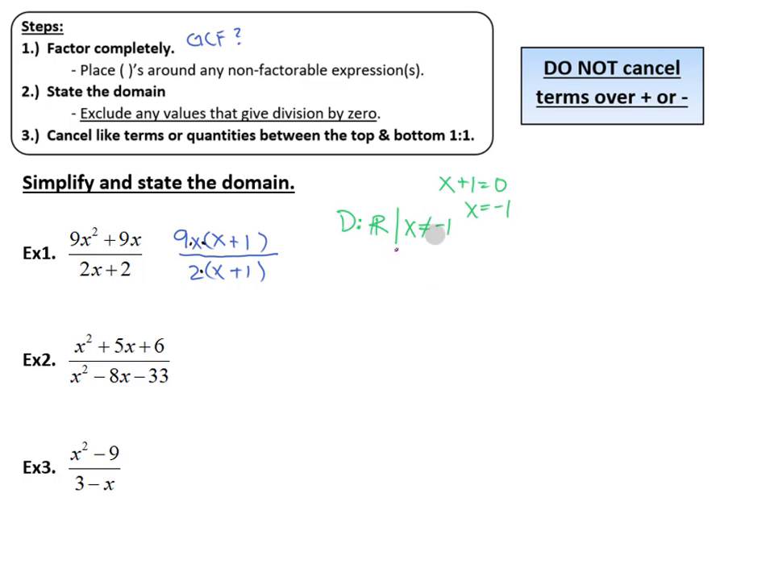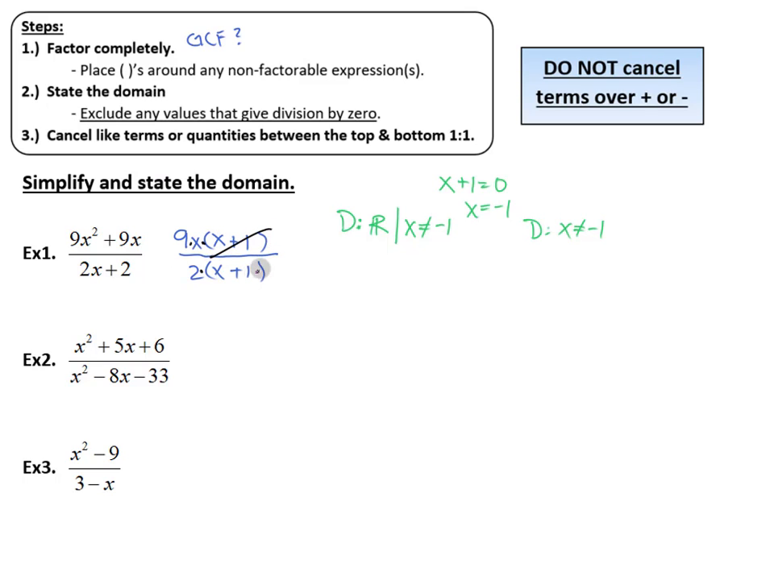Now, you don't have to write it in this specific form. You can just say x can't equal -1, and we'll accept that for your domain. This is the all real numbers symbol, and this big vertical bar just means "such that." It's like a condition. But finish simplifying.